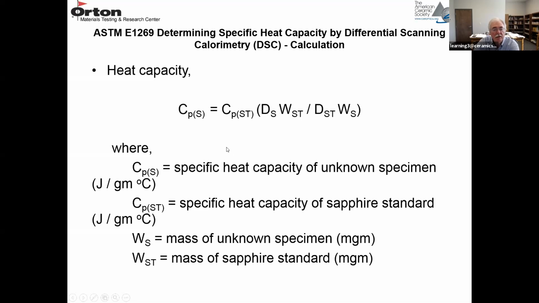And you calculate the heat capacity as a function of temperature. So Cp is the specific heat capacity of the unknown sample. That's CPS. CPST is the specific heat capacity of the sapphire standard. And we're using specific heat capacities, joules per gram. Most of the examples I showed you were like joules per mole. So this is a specific heat capacity, joules per gram. And then you have to have WS and WST. WS is the mass of the unknown sample in milligrams. WST is the mass of the sapphire standard in milligrams. So you use this calculation at each temperature to calculate the heat capacity.